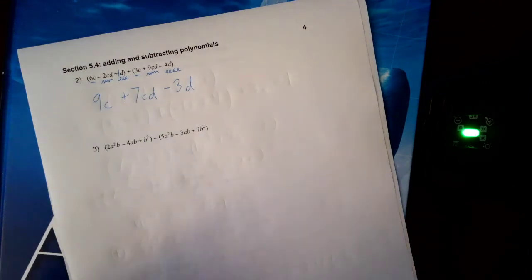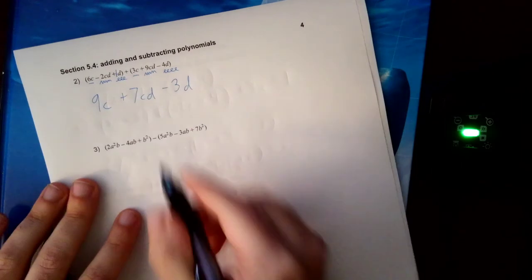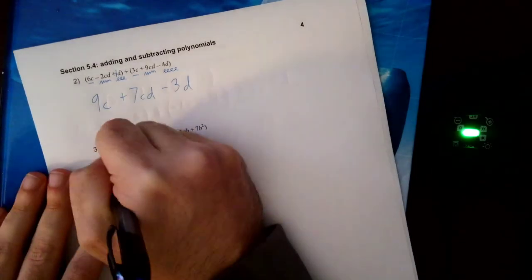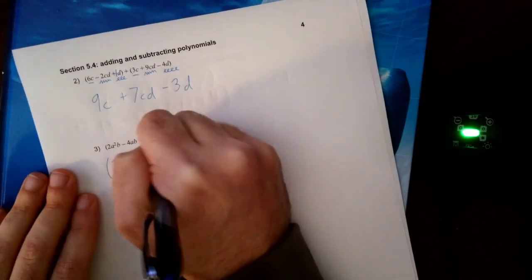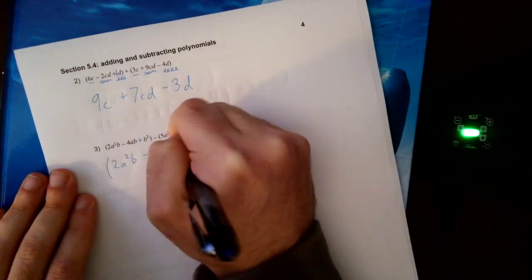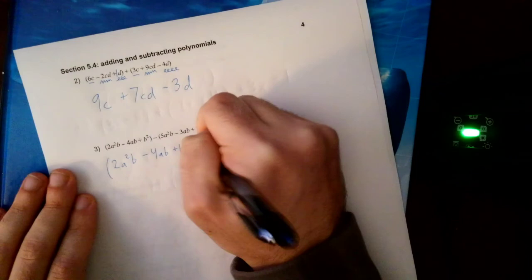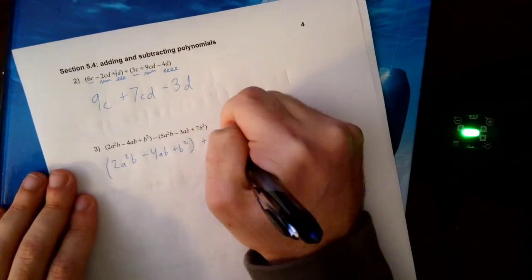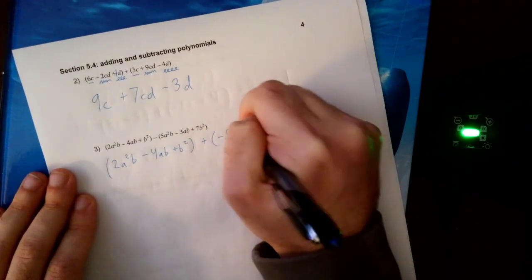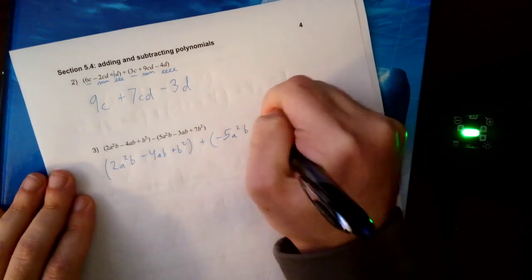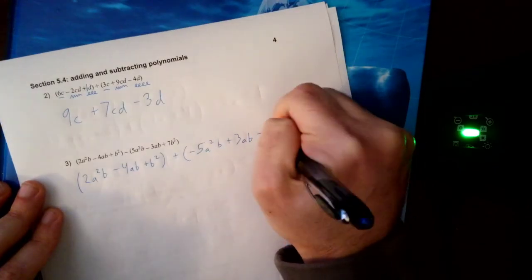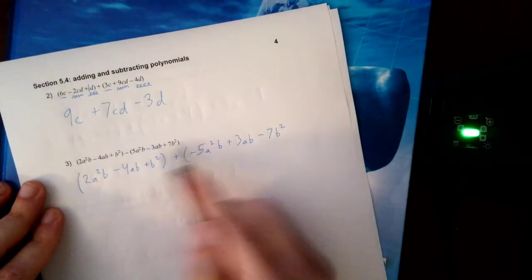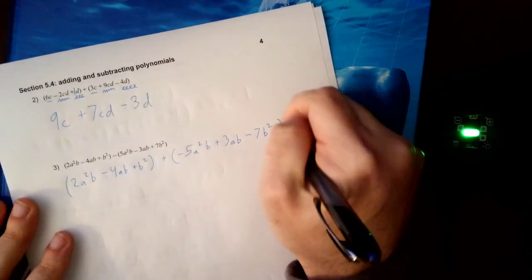And let's look at the next one. Let's first work with the subtraction. Well, I'll keep the first polynomial the same. And for the second one, I distribute the negative, right? It'll be negative 5a squared b plus 3ab minus 7b squared, right? I'll switch all the signs because I distribute that negative.